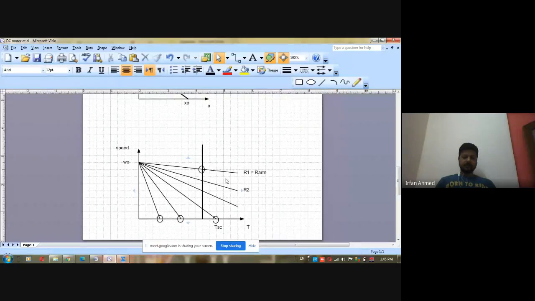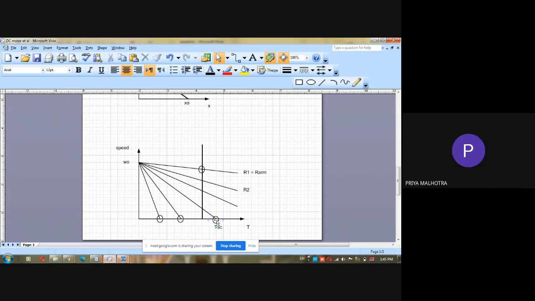So this point we have already seen how to find, and this point can be obtained if you know the value of the armature circuit resistance. If you know the value of armature circuit resistance, the short circuit current is simply equal to V by R, and then the short circuit torque will be equal to the rated torque multiplied by the short circuit current and divided by the rated or nominal current. So this is also one way by which you can find out the speed torque characteristics. Is this clear? Yes, sir.